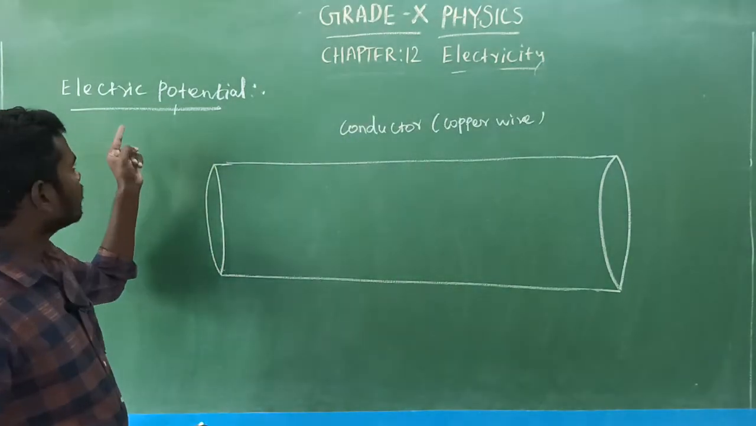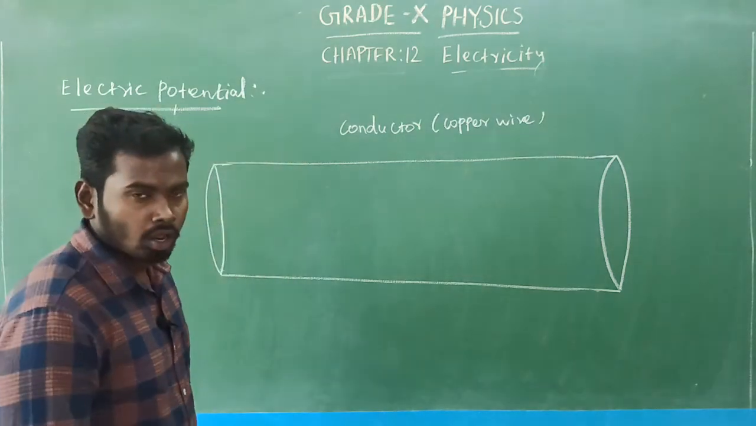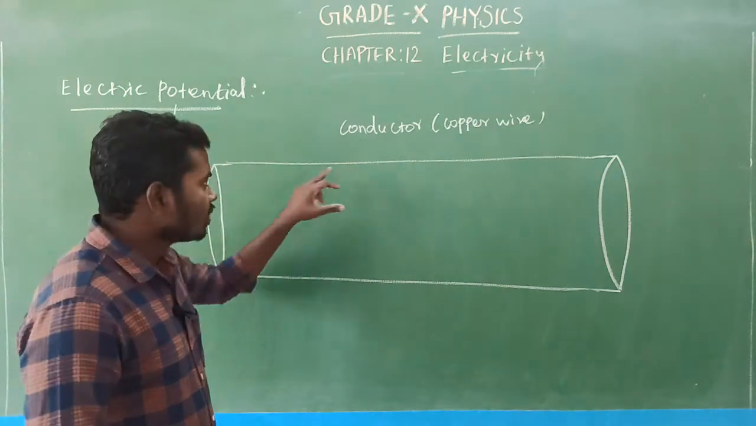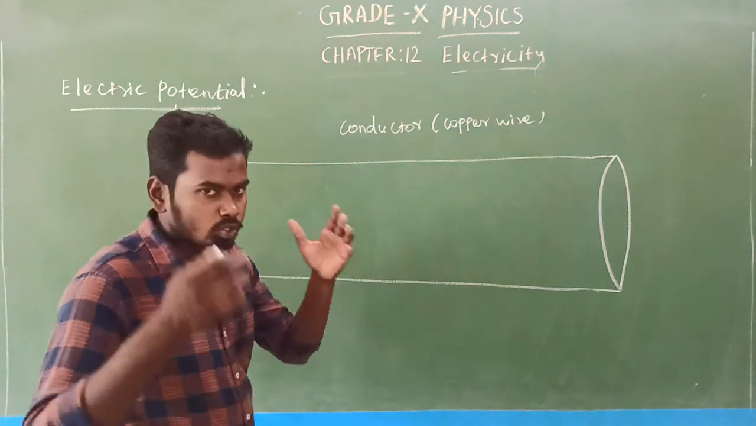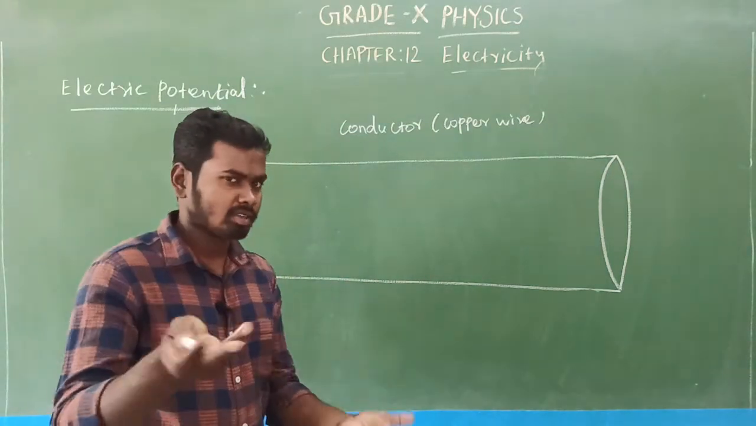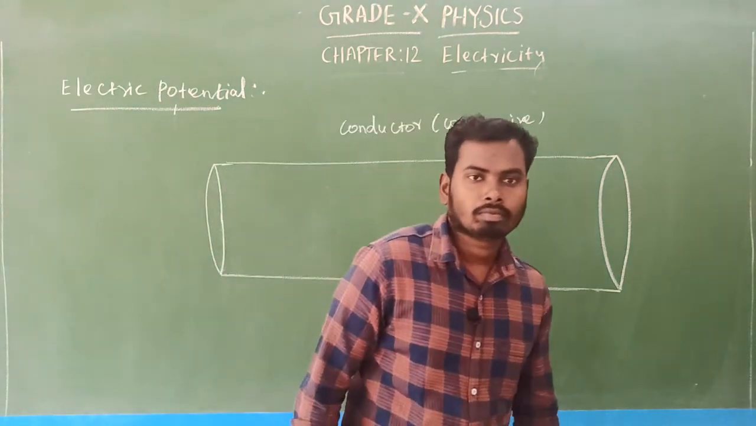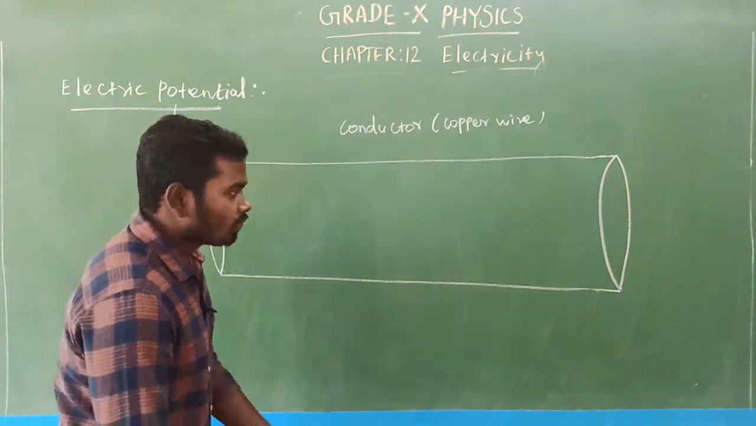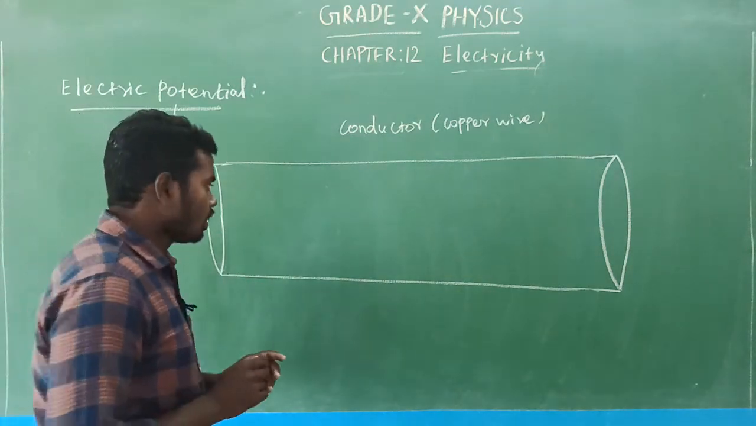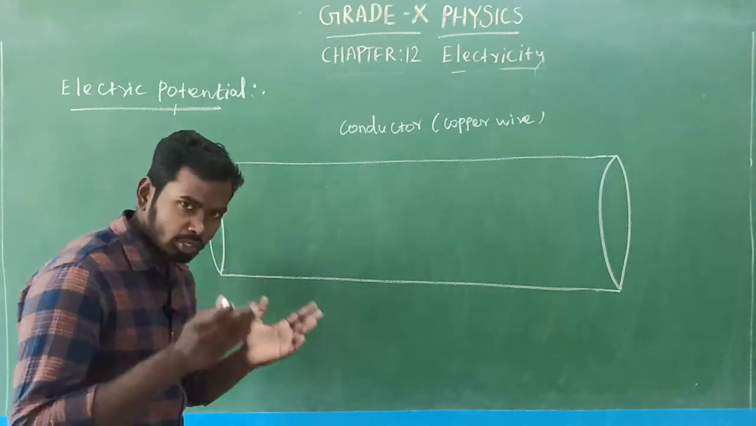Next we are going to see what is electric potential. To understand that, consider a conductor. I have taken a copper wire. You just assume, you just imagine that it is a very big sized copper wire. So many free electrons will be there in the copper conductor. Am I right or wrong? Is it clear? Yes. Now you consider a single charge.